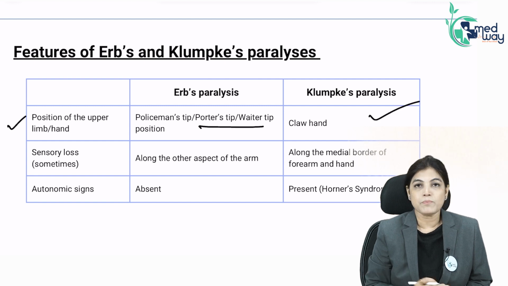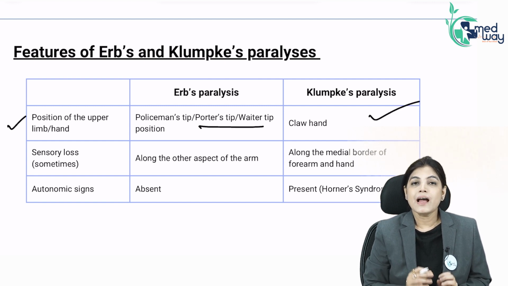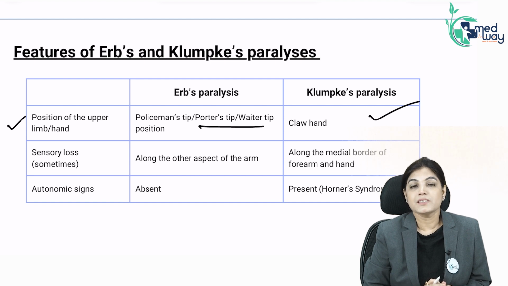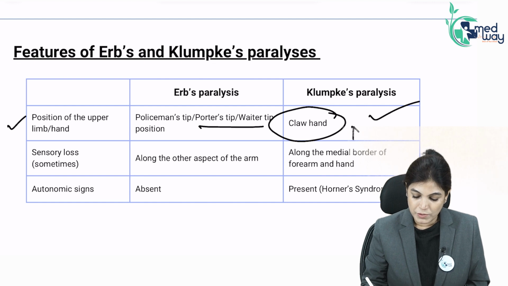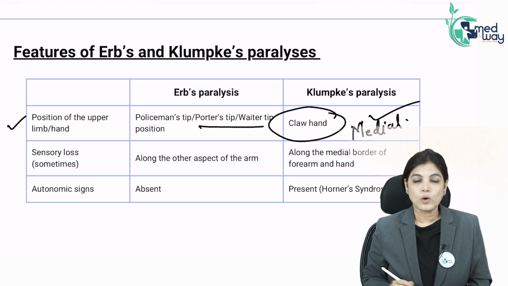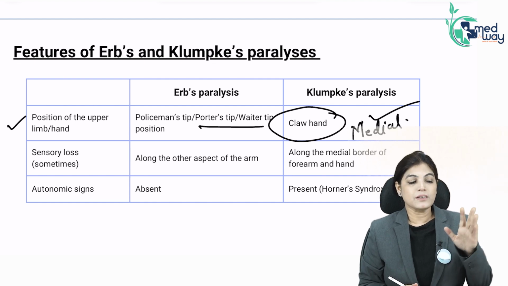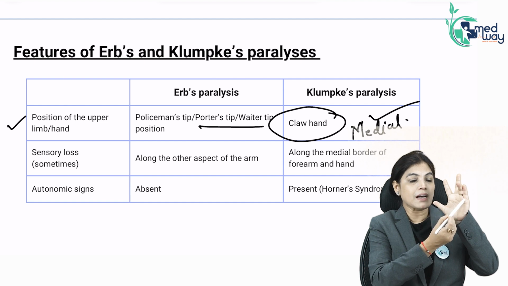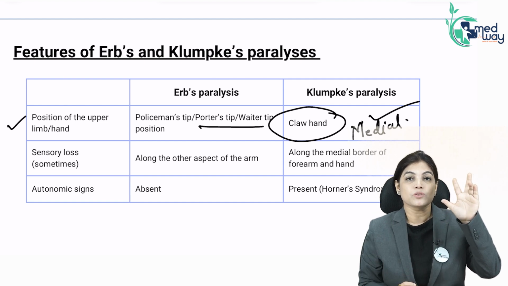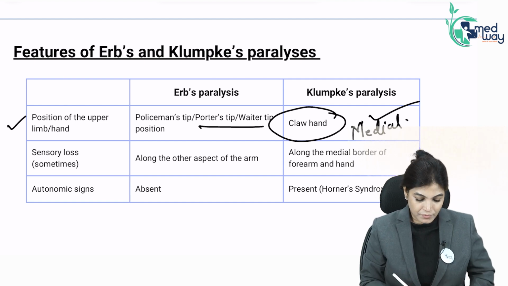What about Klumpke's paralysis, the lower trunk brachial plexus injury? As already explained, C8 and T1 are involved, and the ulnar nerve, which gives innervation to the muscles of the hand, is involved. Because of involvement of these muscles of the hand, the feature is claw hand. It will be more pronounced on the medial side, so it is medial claw hand. What is the position of the hand in medial claw hand? You can see the position of the hand will be like this. The medial fingers at the interphalangeal joints will be flexed, but at the metacarpophalangeal joint it will be extended. So this is the position of claw hand.